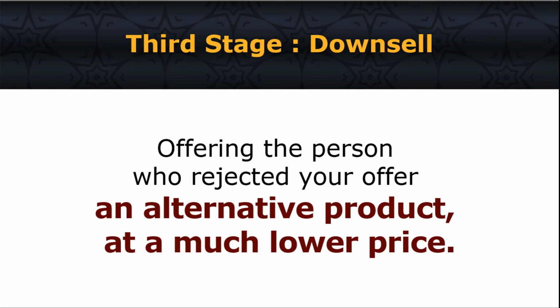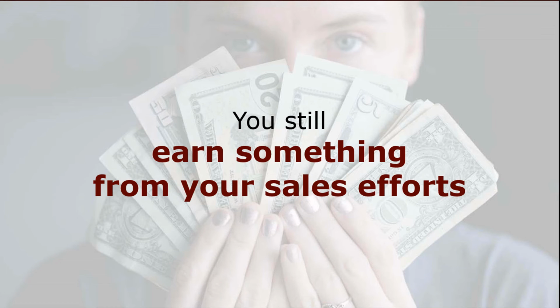Third stage, downsell. So, we know that not all our customers will buy into your upsell offer. Some are bound to decline the offer, and this is where the downsell offer comes in. The downsell is where you offer the person who rejected your offer an alternative product at a much lower price. The benefit here is that although the customer has declined your original upsell offer, you still earn something from your sales efforts, as opposed to nothing without the downsell.